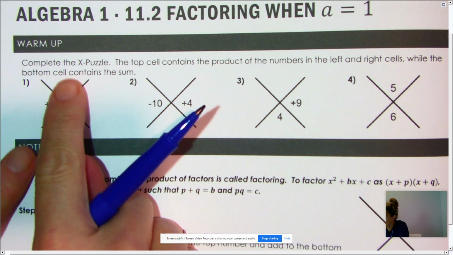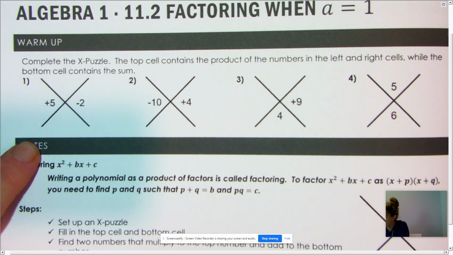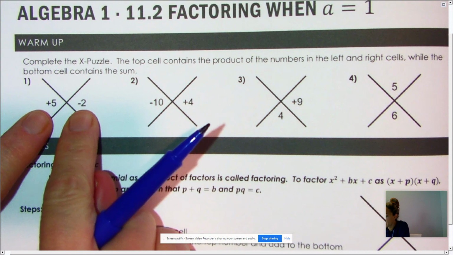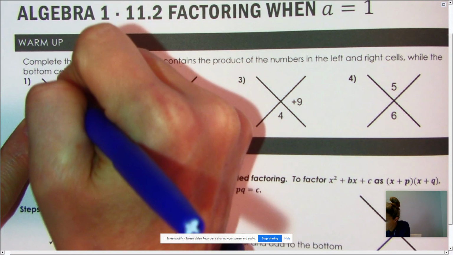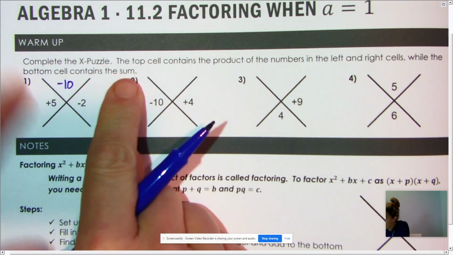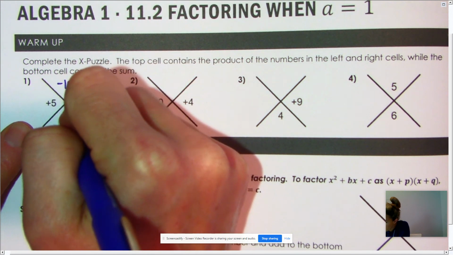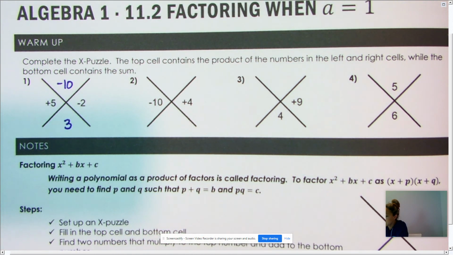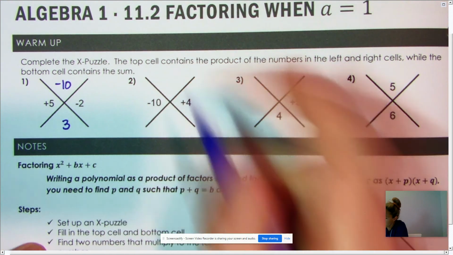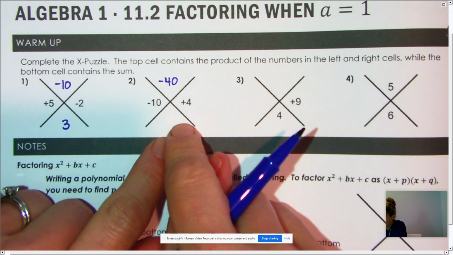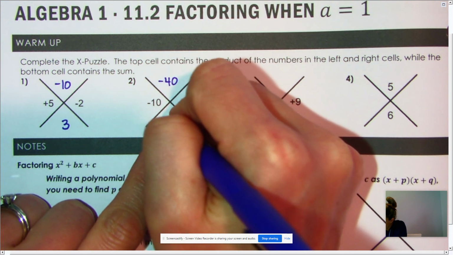The top little part of our X is the product, which means we multiply. So 5 times -2 is -10. And the bottom cell is when we add them up. So +5 and -2 makes a +3. So we're going to do the same thing over here. I'm going to multiply them to get the top, so -40. And then I'm going to add them to get the bottom, so -6.